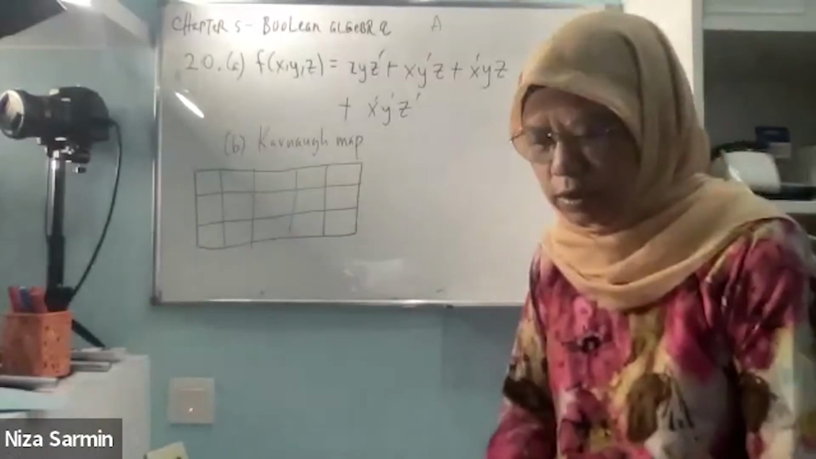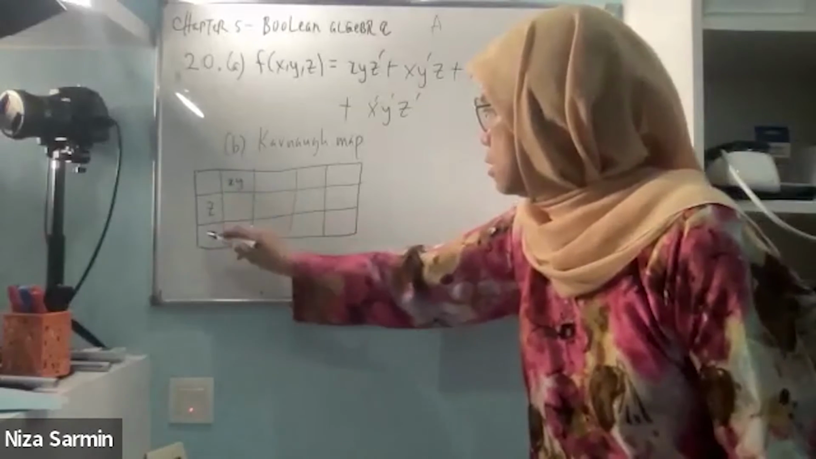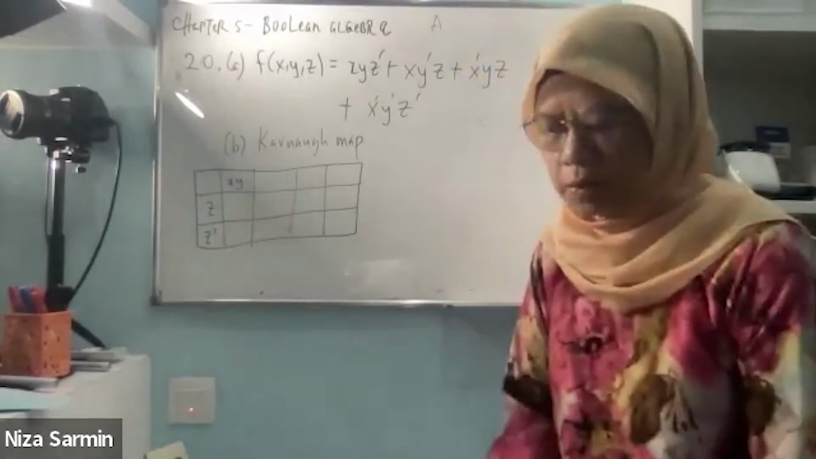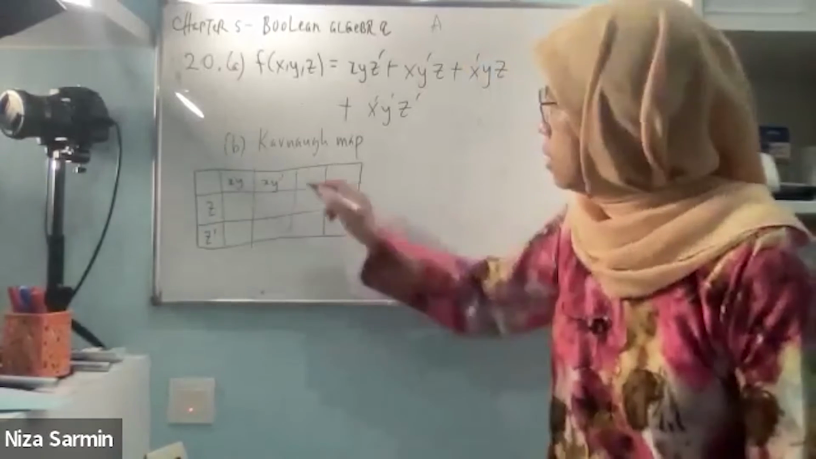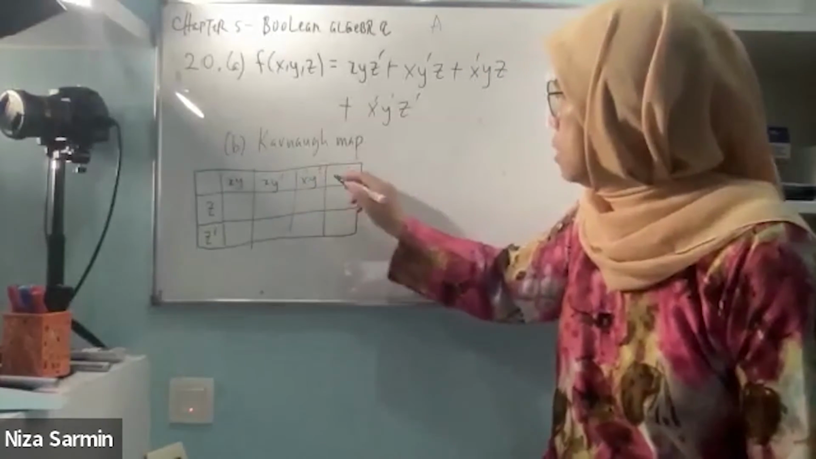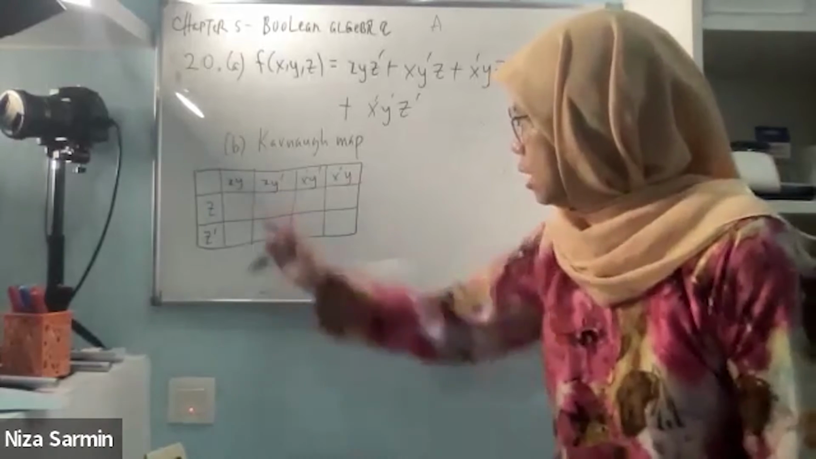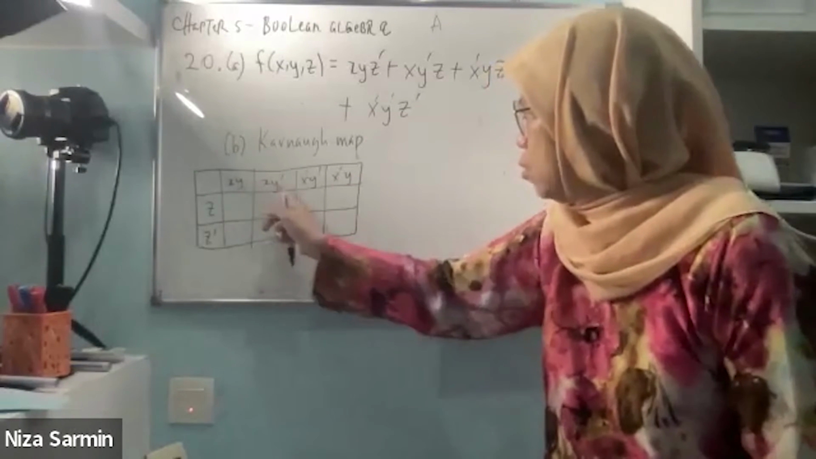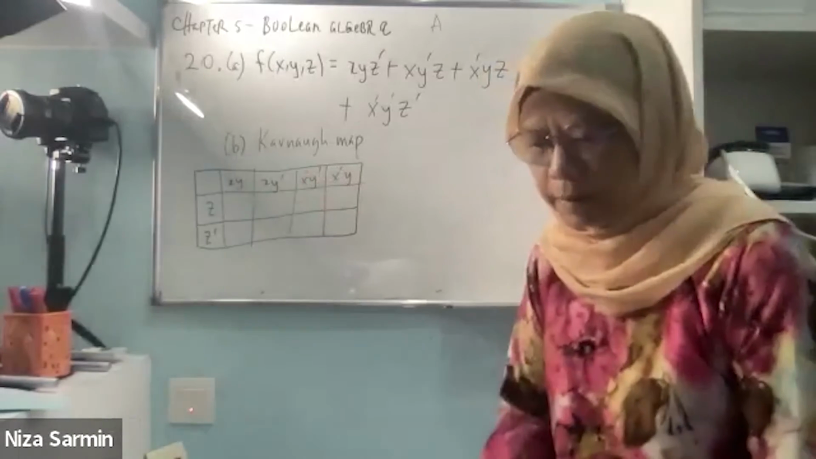Okay, this is X, Y, Z. So you do X, Y, Z, Z prime. All right, so just follow the notes. This is X, Y prime, X prime, Y prime, X prime, Y. Okay, I retain the X, I change the Y. Then I put X prime and then the Y prime.